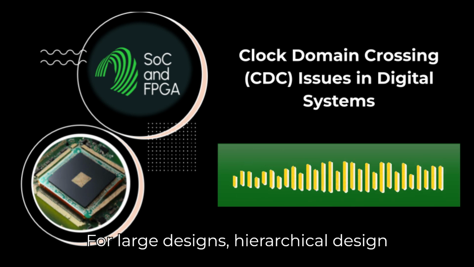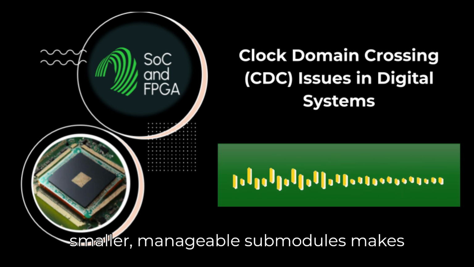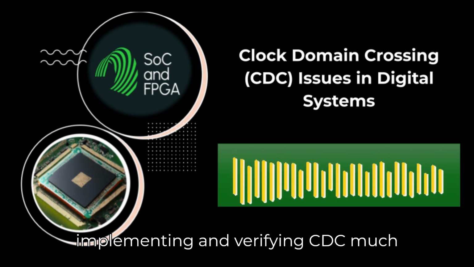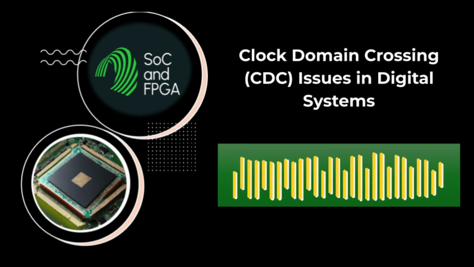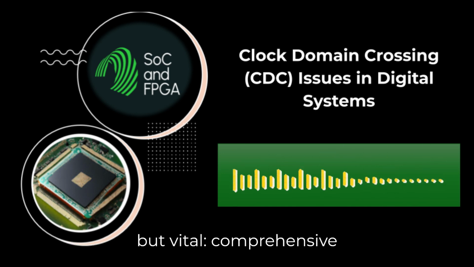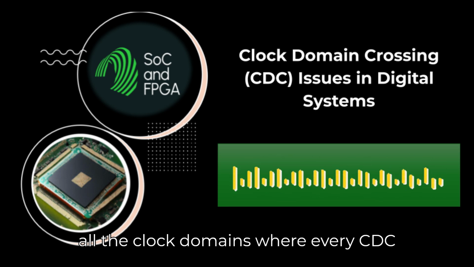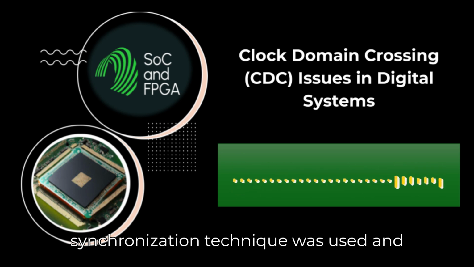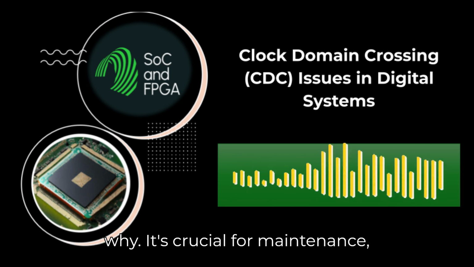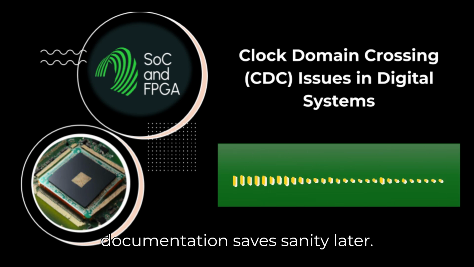For large designs, hierarchical design really helps. Breaking the system into smaller, manageable submodules makes implementing and verifying CDC much less daunting. Divide and conquer. Right. And finally, something often overlooked but vital: comprehensive documentation. Keep clear records of all the clock domains, where every CDC path is, and exactly which synchronization technique was used and why. It's crucial for maintenance, debugging, and future reuse. Good documentation saves sanity later.